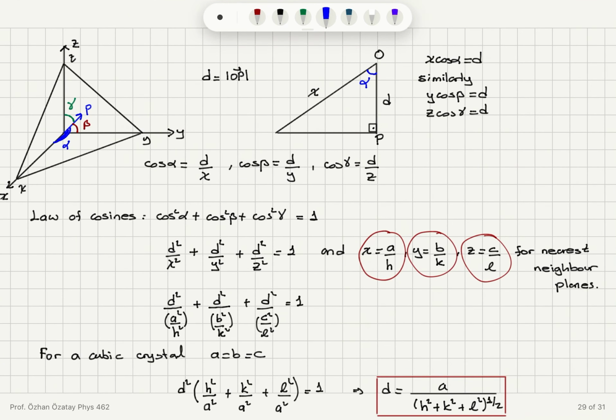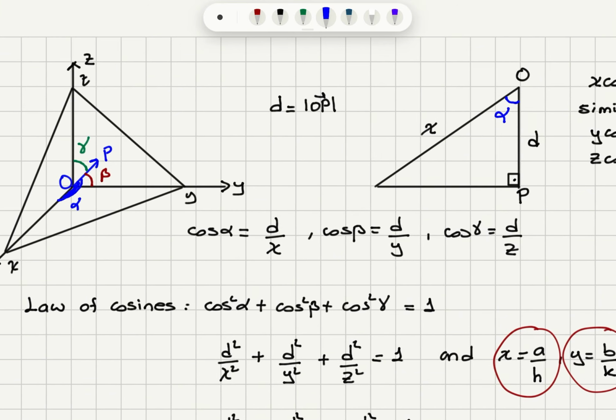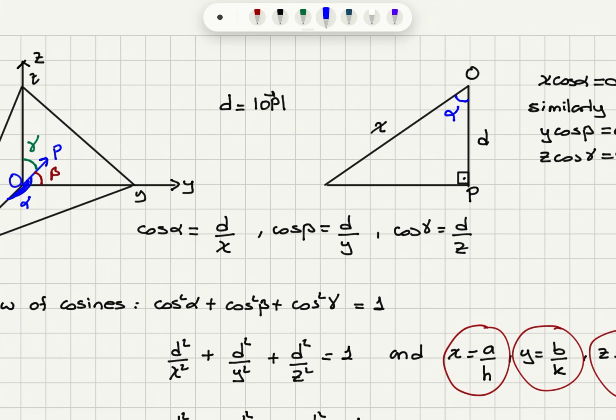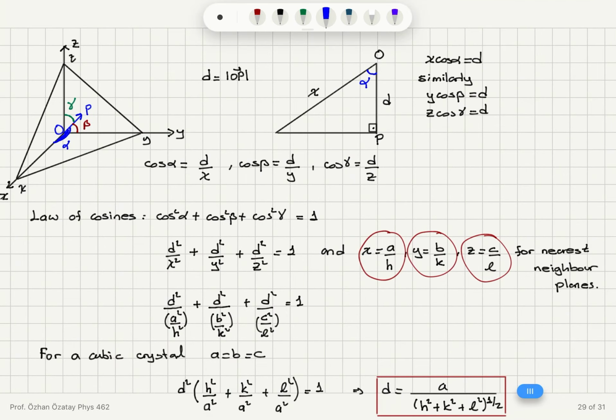So I look at the length of the vector, this OP vector, between the two planes. If you look at the angle this vector makes with the x-axis, that I called alpha, here I show it, the OP vector makes an angle alpha with the x-axis. The distance between the two planes is d, which is the magnitude of the OP vector. And from this right triangle, I can see that d is x cosine alpha.